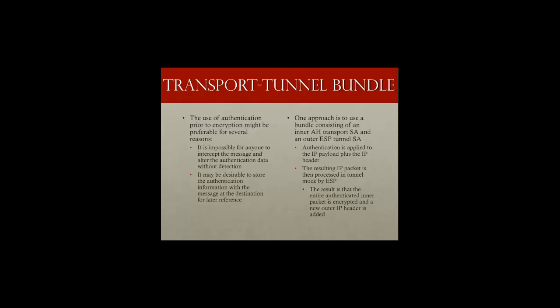One approach to applying authentication before encryption between two hosts is to use a bundle consisting of an inner AH transport SA and an outer ESP tunnel SA. In this case, authentication is applied to the IP payload plus the IP header and extensions, except for the changeable mutable fields. The resulting IP packet is then processed in tunnel mode by ESP. The result is that the entire authenticated inner packet is encrypted and a new outer IP header extension is added.